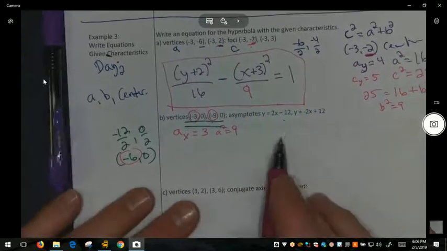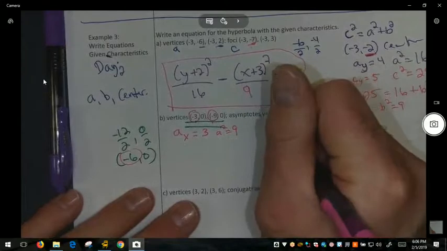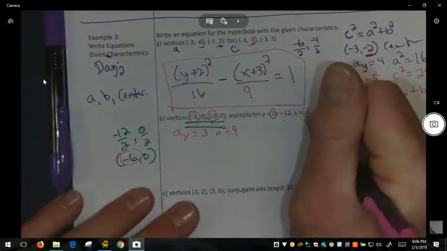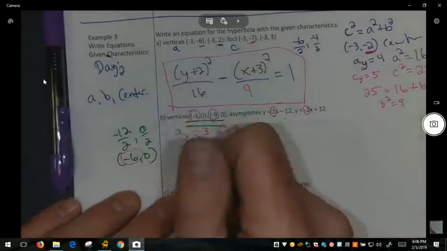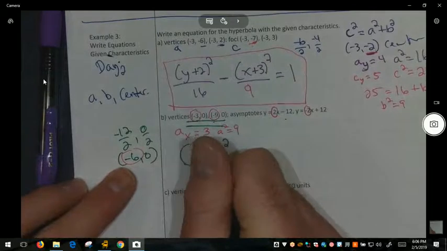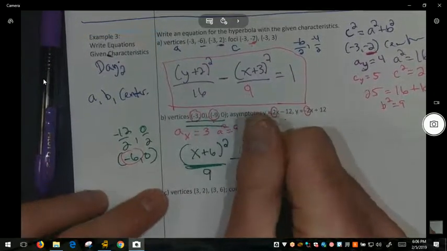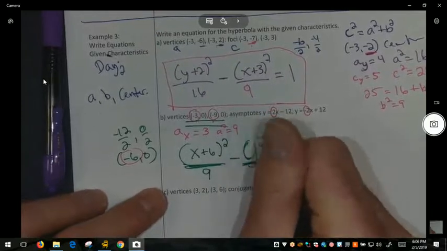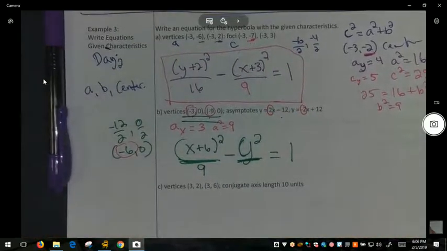That's important to know because now when I look at these equations to help me find the value of b, well, first off, let's start with our equation. We have x minus negative 6, which is plus 6 squared, over a squared, which is 9, minus y minus 0, which is just y squared, over b squared equals 1. We have to find the value of b squared.